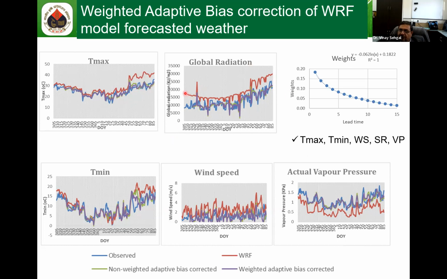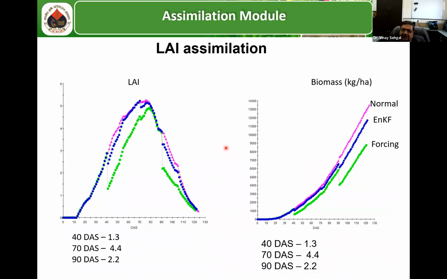Or if you see global radiation, the WRF weather forecasting model was all the time overestimating, and the blue color is our observed. But our weighted bias correction also brought this forecasted weather closer to observed. Or similarly for T mean or for vapor pressure. The vapor pressure model was underestimating and observed values were higher. So all those kinds of corrections are also needed. So a lot of science.